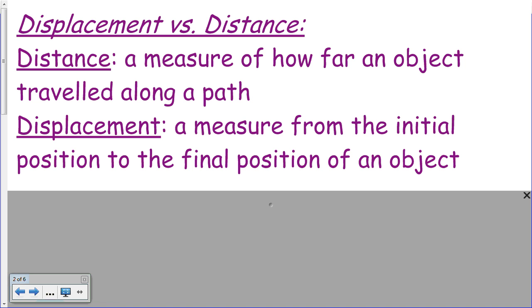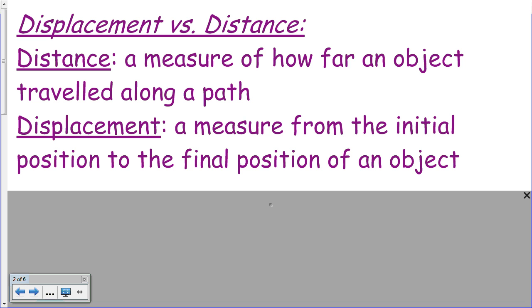So distance is a measure of how far an object traveled along a path. So if you're going from point A to point B, you have to actually take the actual path that you took to get from point A to point B, measure how long that is. The length of that path indicates for you the distance that you've traveled.